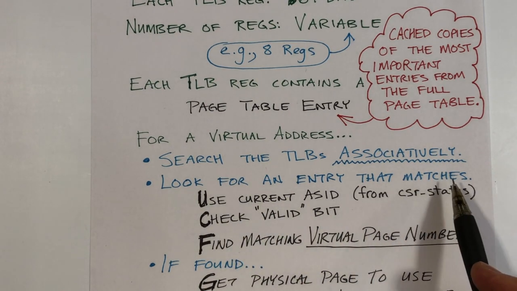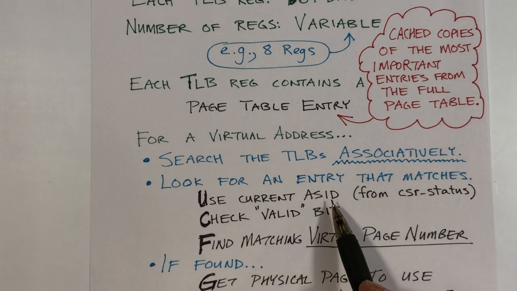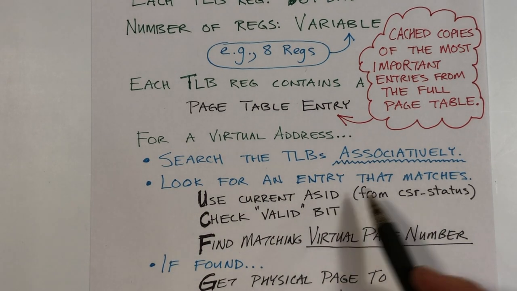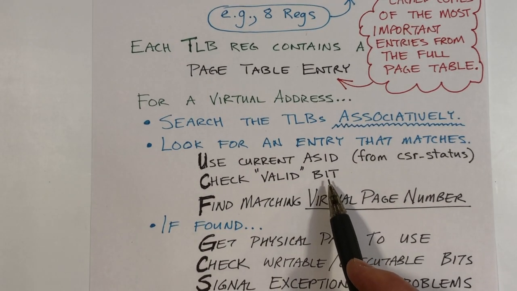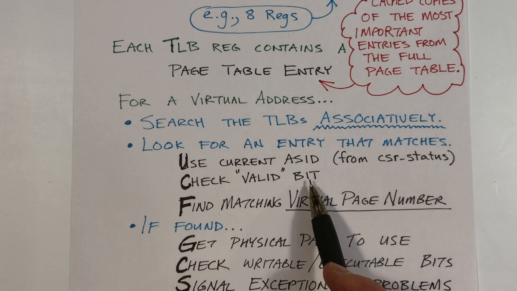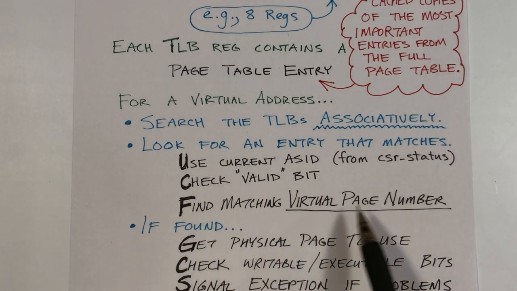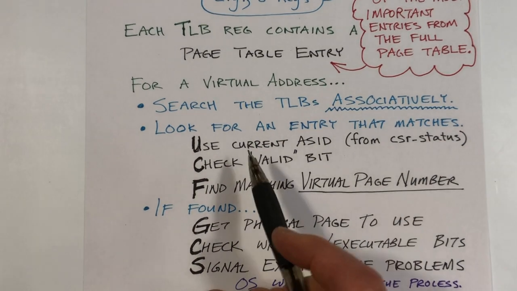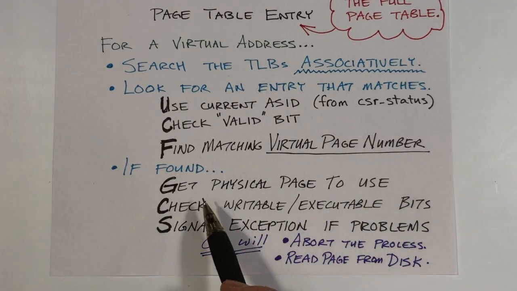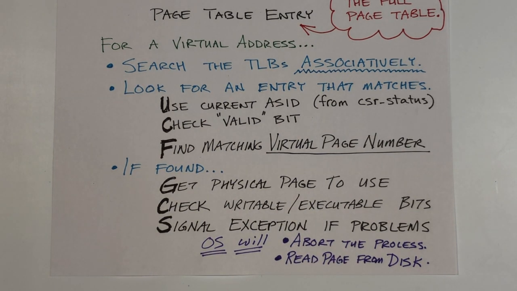It looks for a TLB register that contains an address space identifier that matches. So it looks at the address space identifier from the status word and matches it against the TLB entry. It also checks the valid bit, because if the page is invalid, it indicates that the TLB register is not in use. And then finally it looks at the virtual page number to make sure that the page number of the address that's being needed matches the address in the TLB entry. If a match is found, then the hardware will go to the TLB entry and get the matching entry's physical page number.